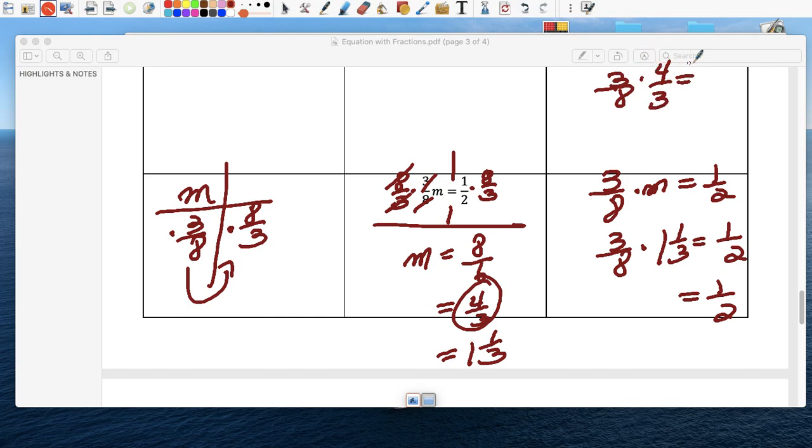3 times 4 is 12. 8 times 3 at the bottom is 24. If I divide both top and bottom by 12, I can simplify that to 1/2. So this is 1/2, and we know we're good. So that was pretty much it for today.